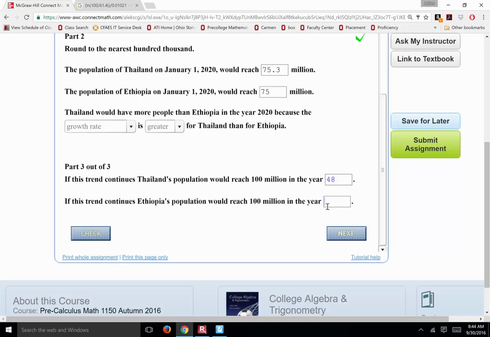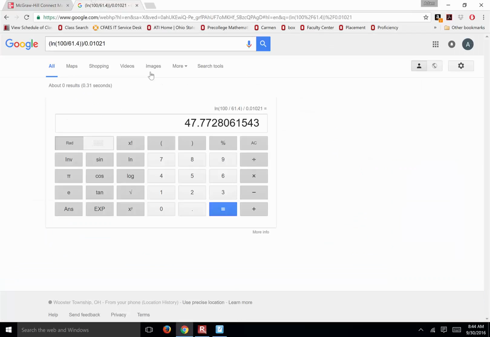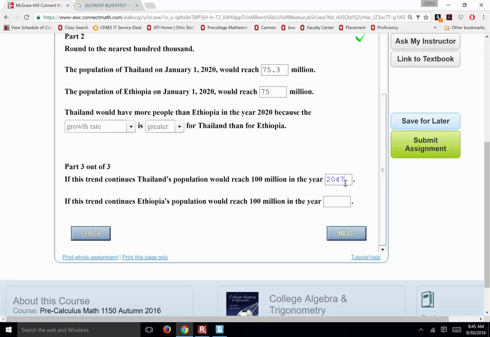But hold on, is it 2048 or 47? Now this is a tricky question. 47 or 48? In what year is it going to hit that 100 million? It will take 47 years and 77% of a year, so we will still be in 2047, right? We won't be hitting the next year, correct? So we need to round down. This is a tricky question. So I will take 47 here because we will still be in 2047.